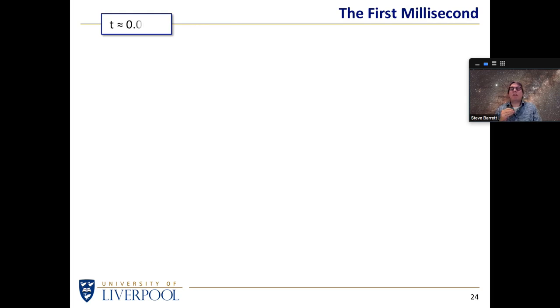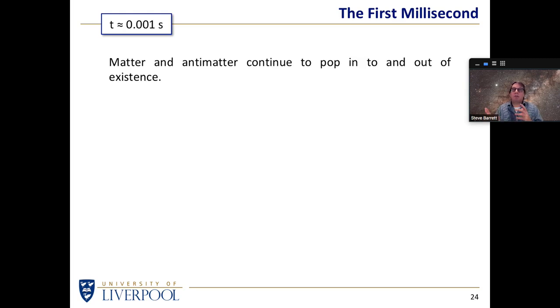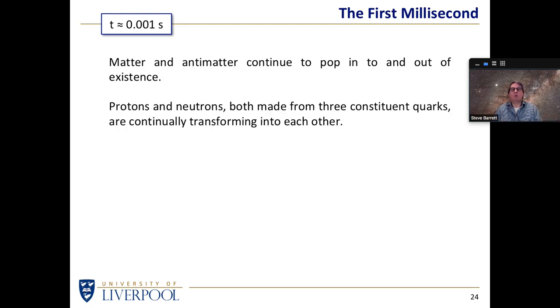Let's move ahead to a millisecond or so into the time after the Big Bang. Matter and antimatter are continuing to pop into and out of existence, swapping energy to matter and antimatter, back to energy, back and forth, back and forth.